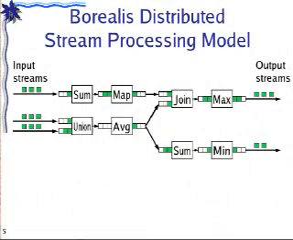So in Borealis, the application logic takes the form of a data flow. On one end, we have input streams. These are the streams that are going to be produced by the data sources. Each one of the streams is simply a sequence of data items, or what we call tuples.